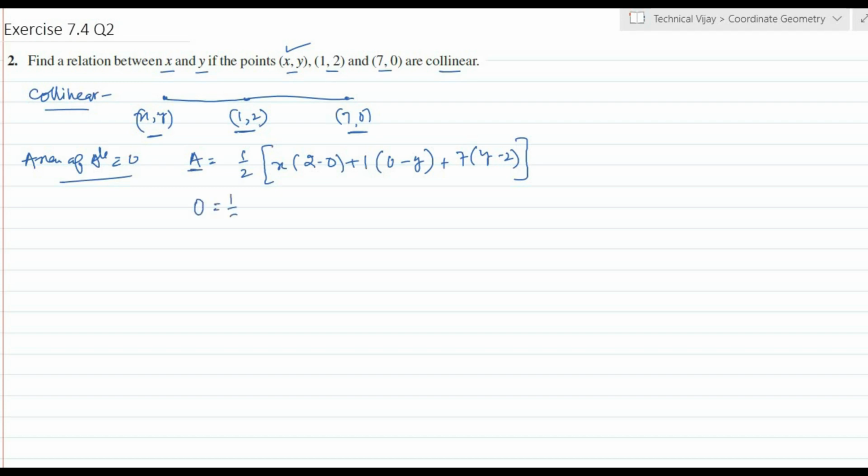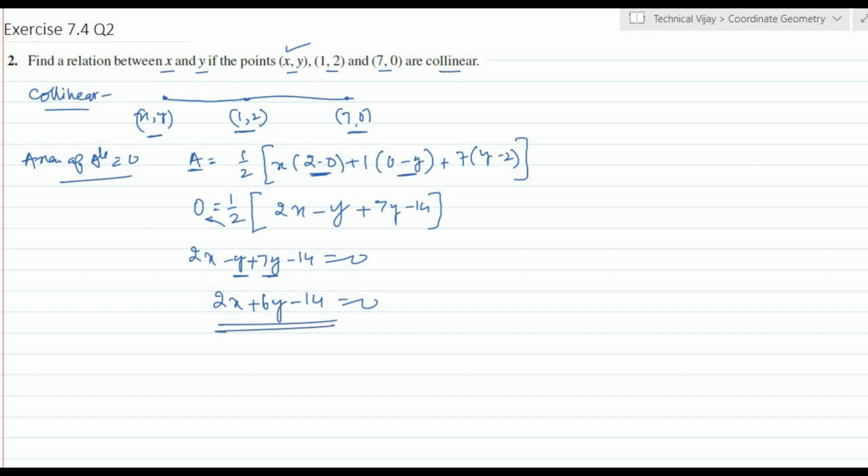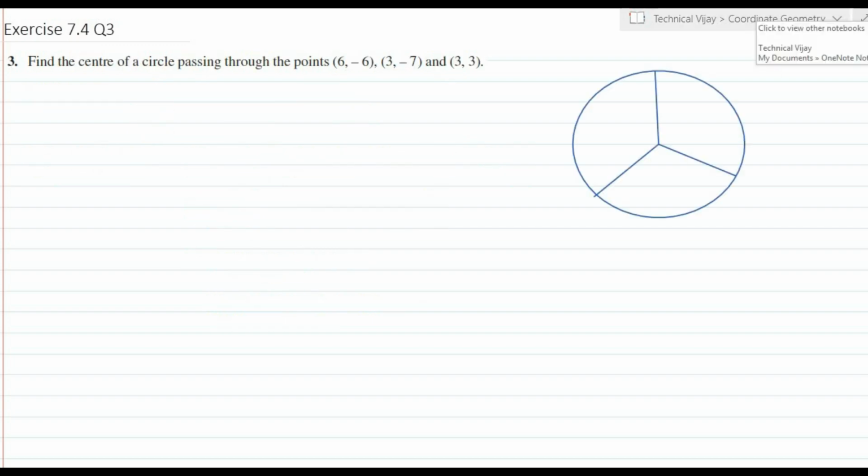So 0 is equal to 1 by 2 times, 2 minus 0 gives 2x, 0 minus y gives minus y, plus 7y minus 14. Cross multiplying, it becomes 2x minus y plus 7y minus 14 equal to 0. Minus y plus 7y is plus 6y, so 2x plus 6y minus 14 equal to 0. So this is the relation between x and y. That's all.